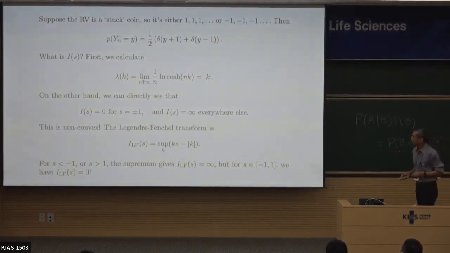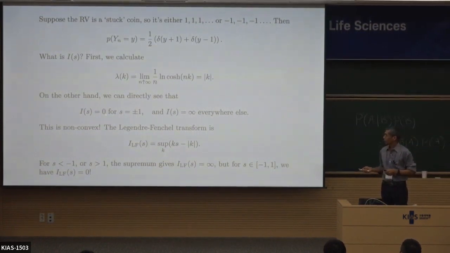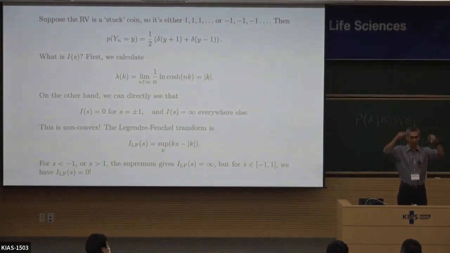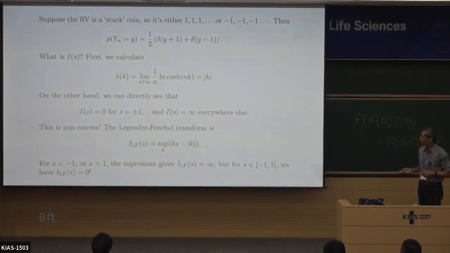Okay. Now, I hope you can see that if I give you I of s is 0 at this value, and it's infinite everywhere else, that's not quite a convex function, right? So it's infinite, it has zeros, it's infinite again, okay? Not a convex function. The Legendre transform of this absolute value of k is not hard to calculate, very easy to calculate. Between minus 1 and 1, the Legendre transform gives you that I is equal to 0. Why is that?